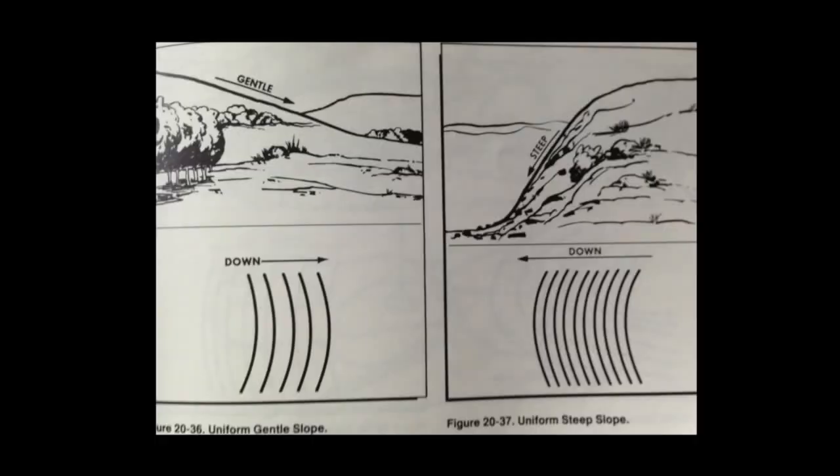Okay, so the distance between contour lines also gives you some indication of what kind of terrain you're looking at. If you look at the picture on the left, you see that the contour lines down below the picture are spread a little bit further apart, and that indicates a more gentle slope going down. If you look at the picture on the right, you'll see that the contour lines are much closer together, and that hill is much steeper.